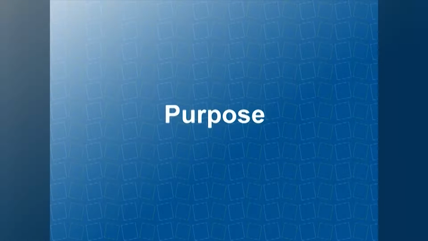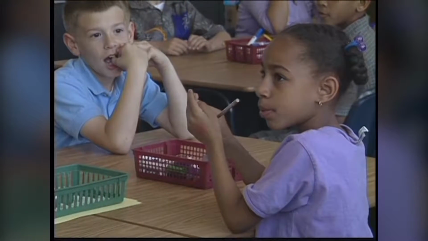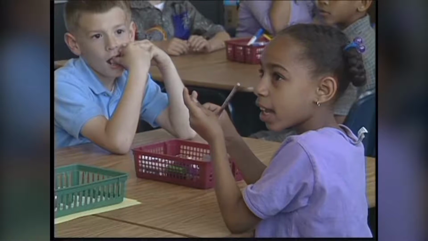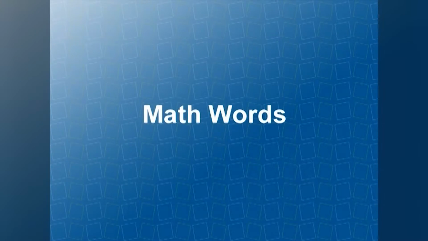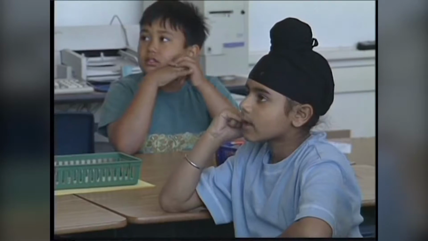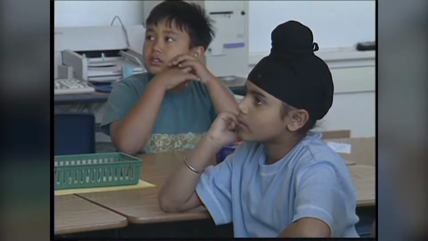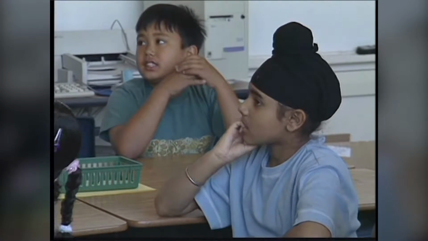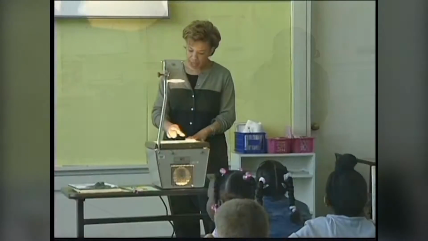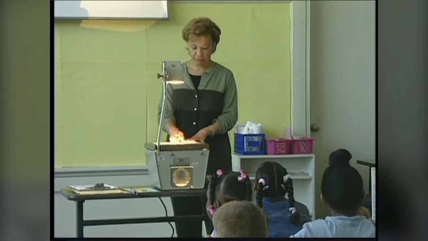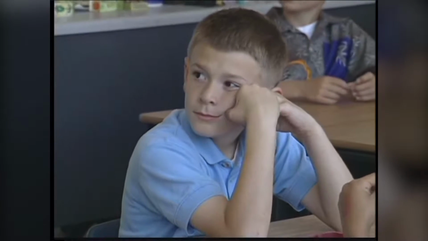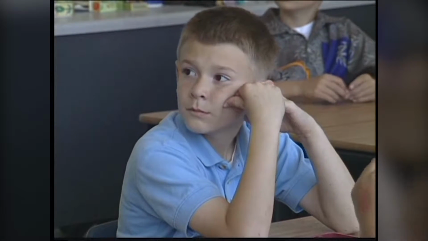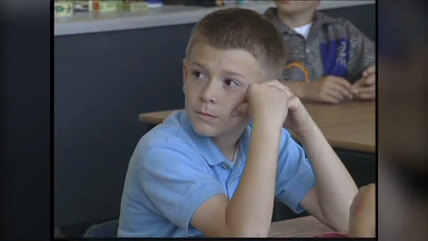We also review the purpose. To add a few more to a number. And then we go over the math words. Count up, repeat. Okay, to count up from 54, say 55, 56, 57, 58. Our next math word is sum, repeat. Sum. The sum is the amount you get when you add.